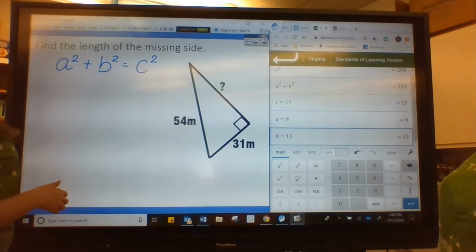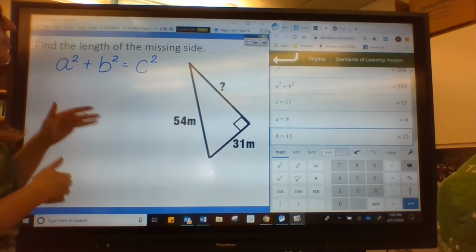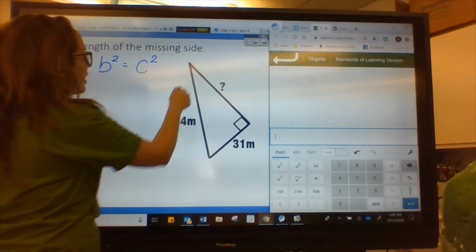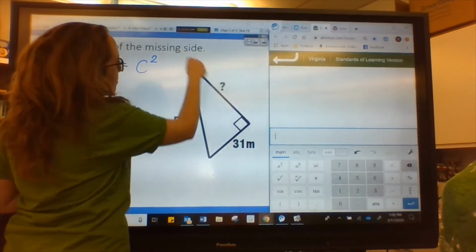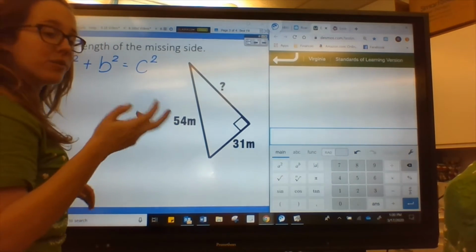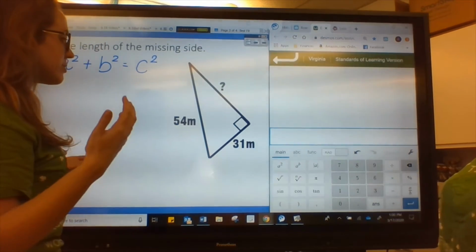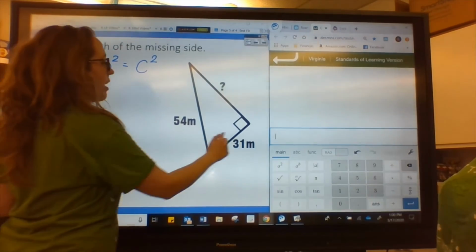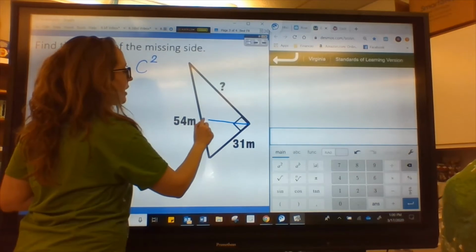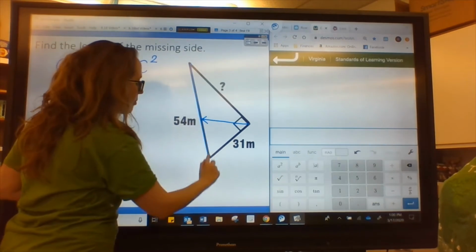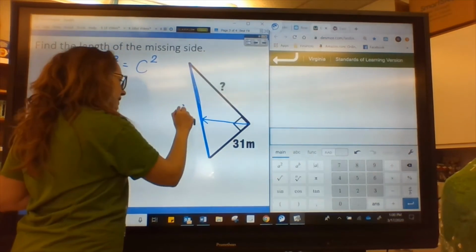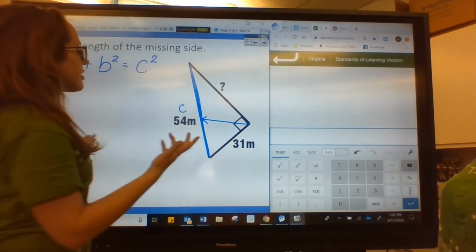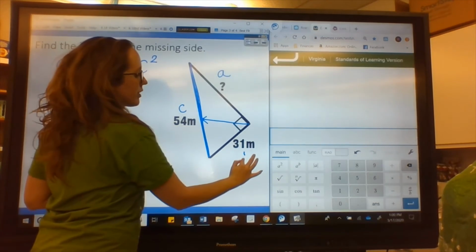All right. So the first thing we need to do is figure out what we are missing. I know that I am missing this side over here, but I have to decide if that side is a leg or a hypotenuse. The easiest way is to figure out which side is the hypotenuse. Out from my right angle, I'm going to draw an arrow, and the side that it is pointing at is my hypotenuse. Always your hypotenuse. Then the other two sides, it doesn't matter. These two are my two legs over here.